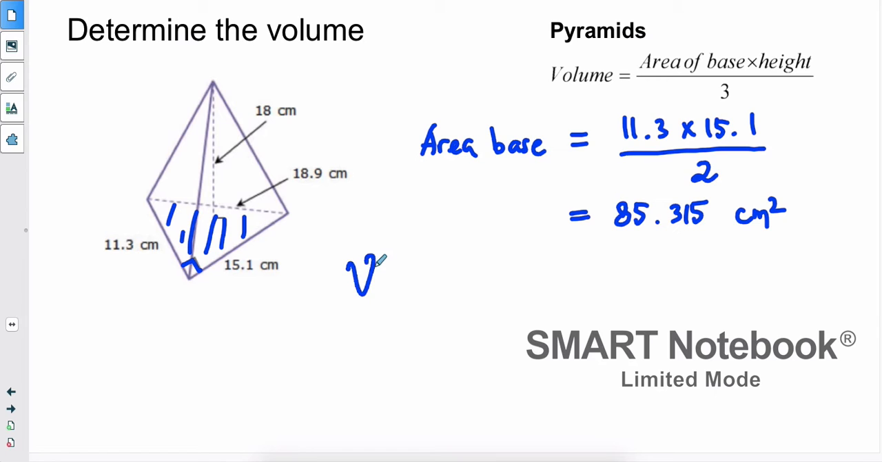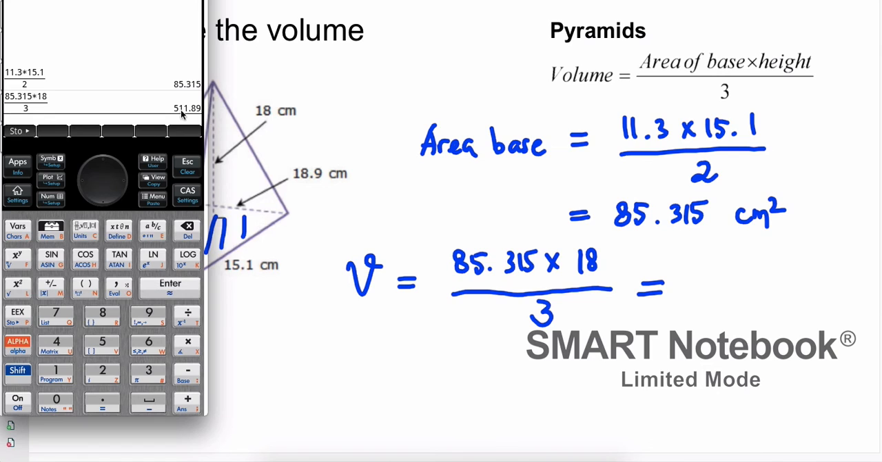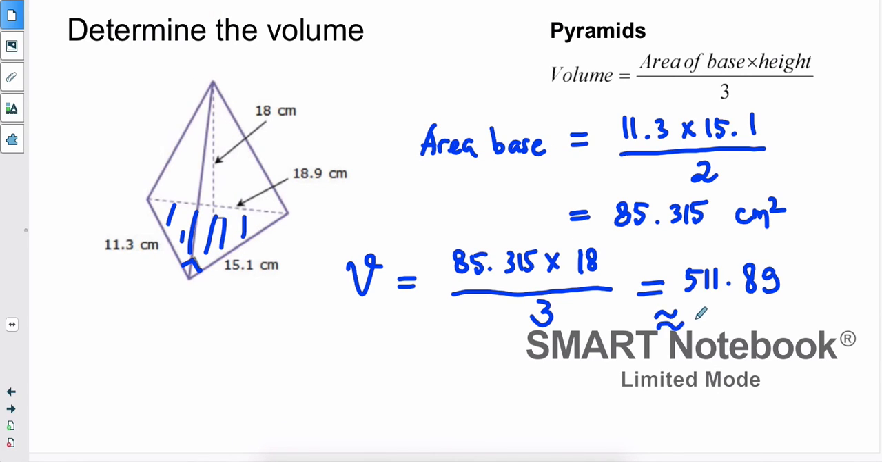Now to find the volume, you will have to multiply this area of the base by the height of the pyramid. So remember, it has to be the perpendicular one. In this case it's 18, and don't forget afterwards you divide that by 3. So entering that in your calculator, you will get 511.89, and we can safely round it to the nearest whole number, 512 centimeter cube.